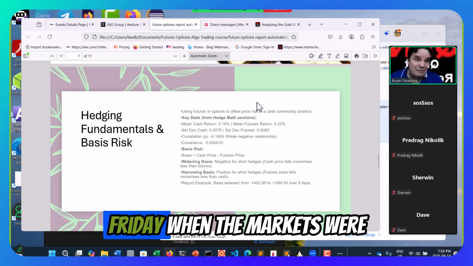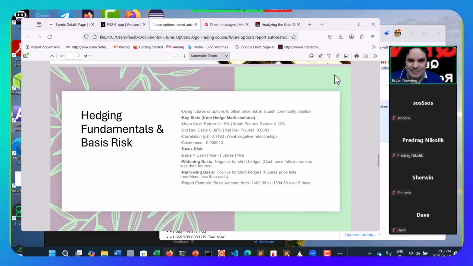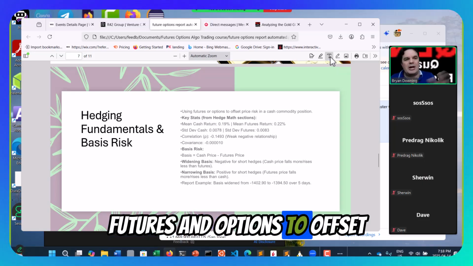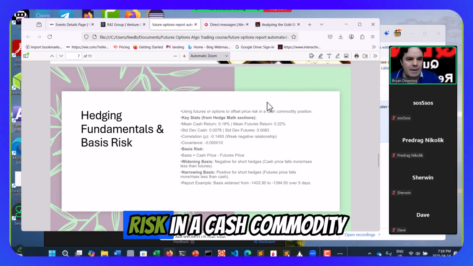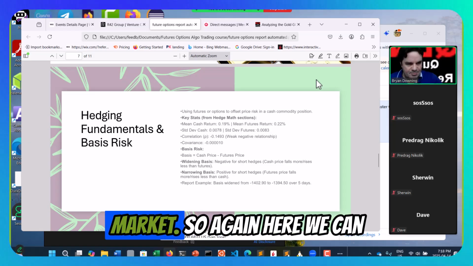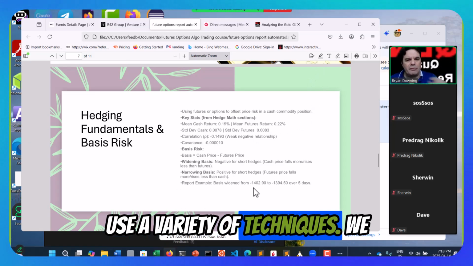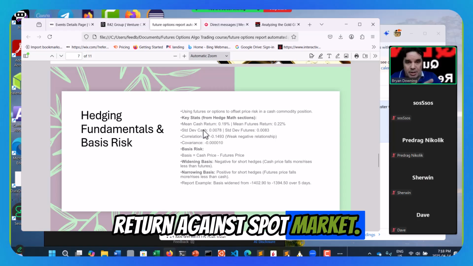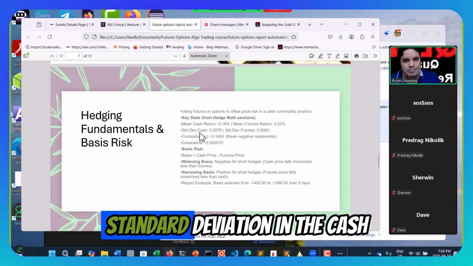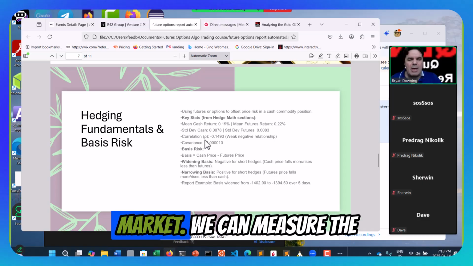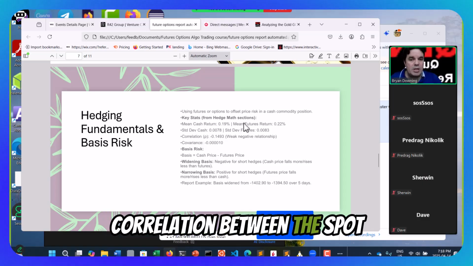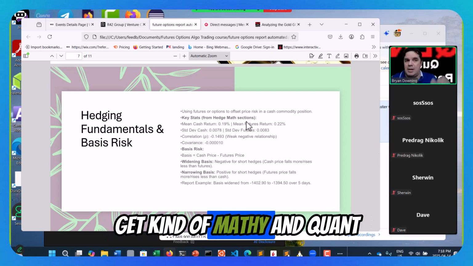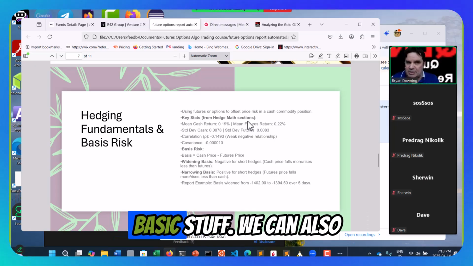That's what the results showed on Friday when the markets were kind of tanking. What we're doing here is using a combination of futures and options to offset what we call price risk in a cash commodity position, again, the spot market. Here we can use a variety of techniques. We can use things like a mean cash return against the spot market. We can measure things by the standard deviation in the cash market. We can measure the correlation between the spot market and the futures market. This is where you start to get kind of mathy and quant, but this is very basic stuff.